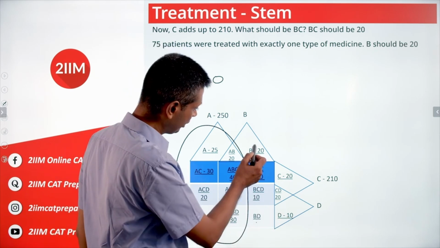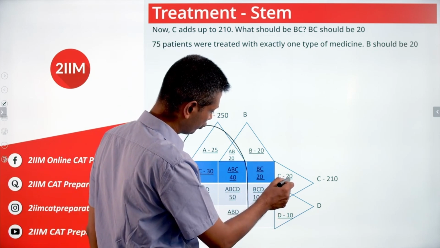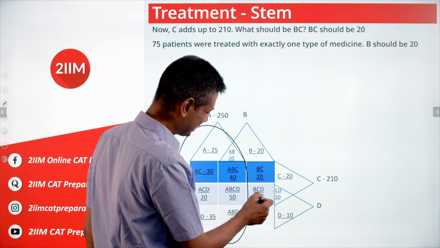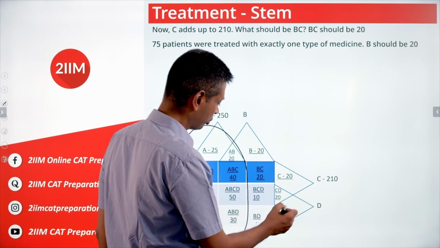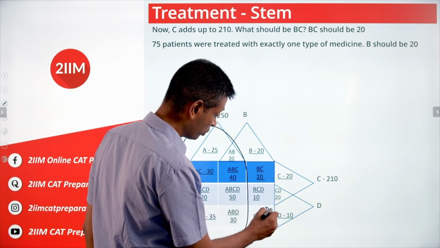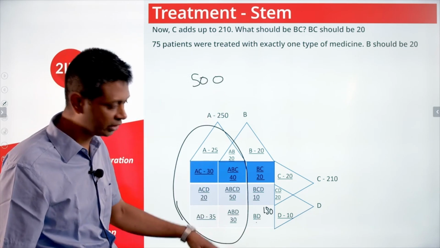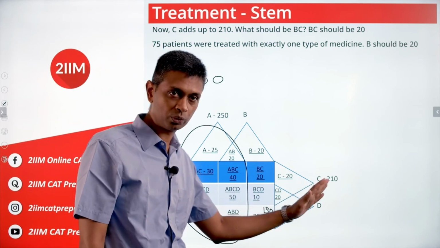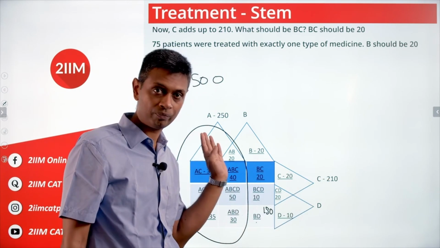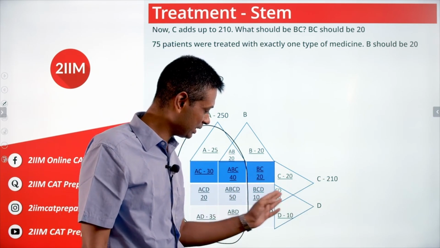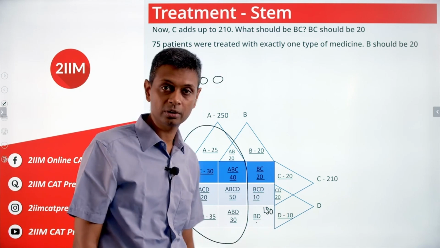Good. 20 plus 20, 40. 40 plus 20, 60. 80, 90, 100. These all add up to 100, so BD should be 150. To add everything up, we know that A is 250. The remaining should be 250. Remaining not including A, add everything up, it adds up to 100. This should be 150.